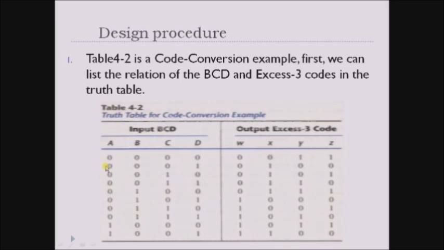BCD values range from 0 to 9. Therefore, I have written the combinations from 0 to 9 and their respective outputs in X3 code. All the other combinations, from 1010 to all ones, that is 1111, are don't care conditions. Why? Because here we have 4 variables, which give 16 combinations, but we are only using 10 combinations. The remaining combinations will not exist in the circuit, so those combinations are called don't care combinations.